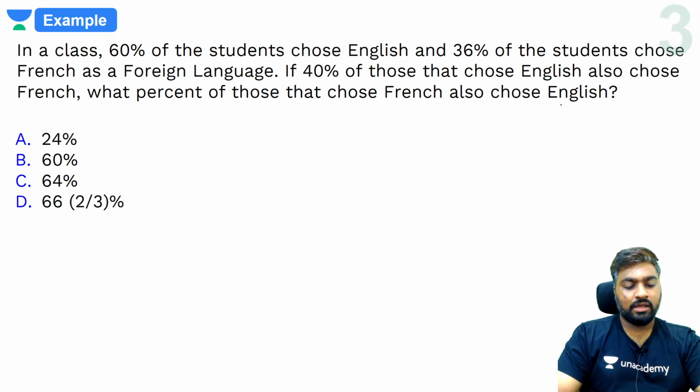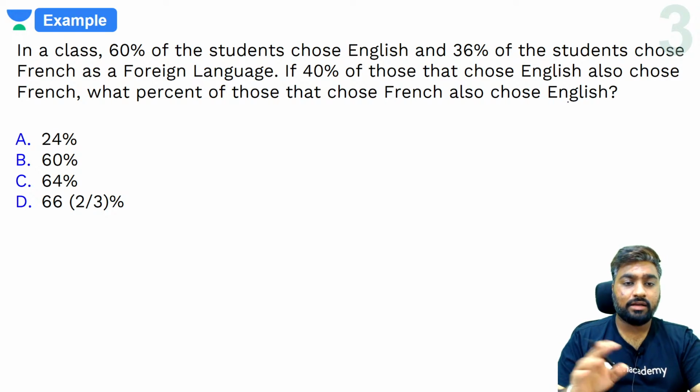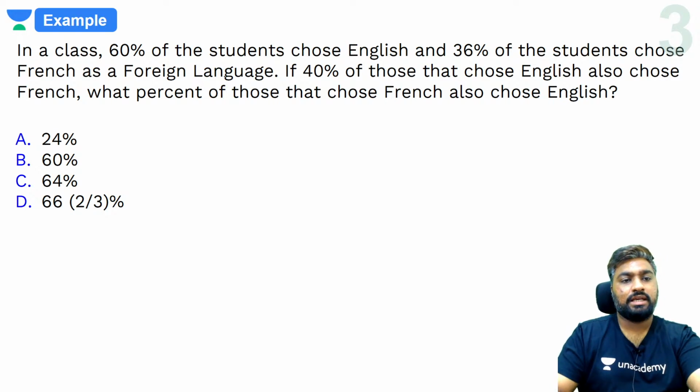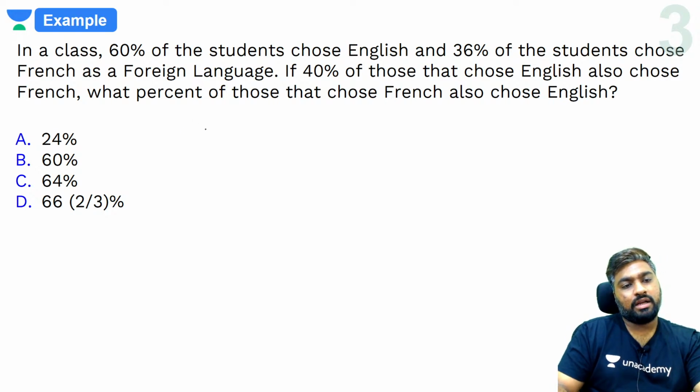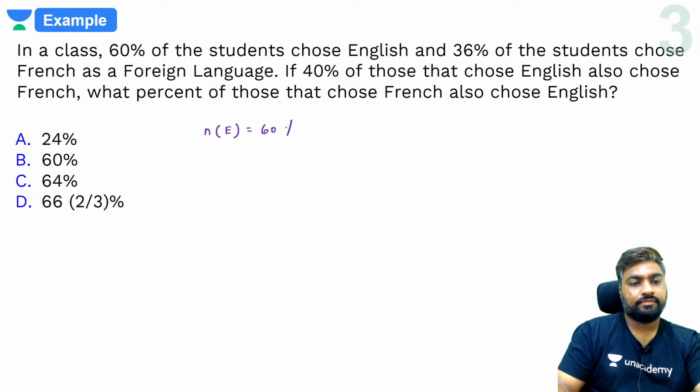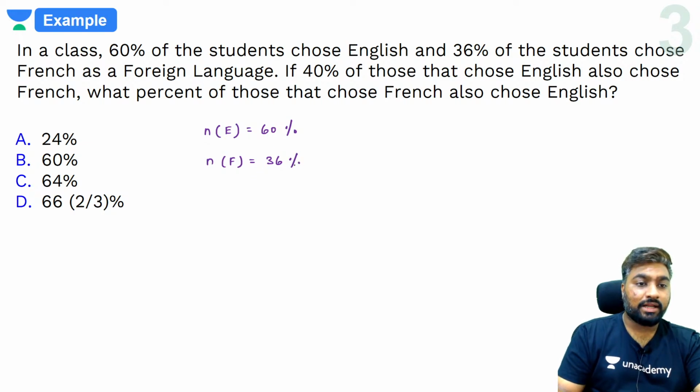Yes, तब ये क्या बोल रहे हैं कि don't get lost in the translation. ठीक है, तो पहले देखो number of people who choose English कितना है? 60%. Number of people who choose French कितना है? 36%. Yes, correct.